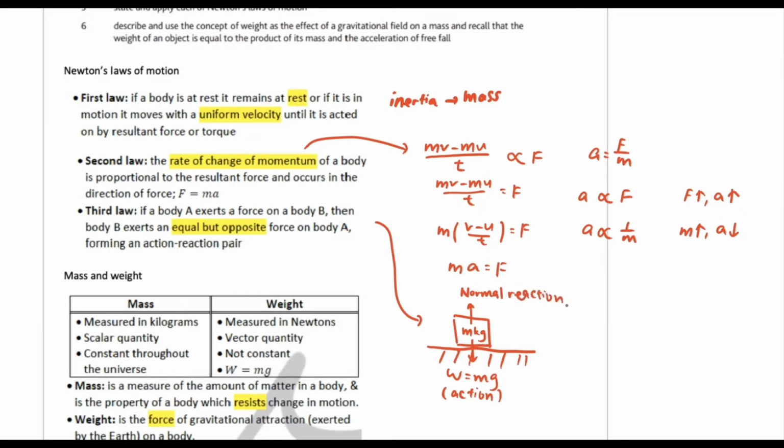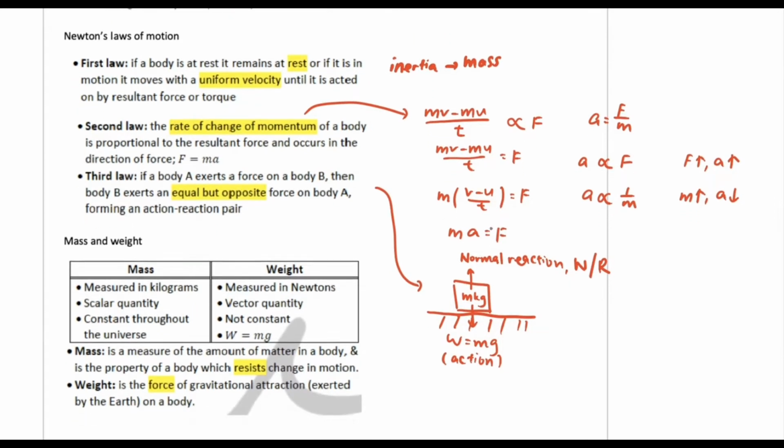Sometimes you can see they use N. Sometimes they may use R to represent the normal reaction, which has the same value as mg but the opposite direction. This is acting upwards, but the magnitude is the same. It is also mg. Now, these are the three laws, and of course, I'm trying to say another example also.